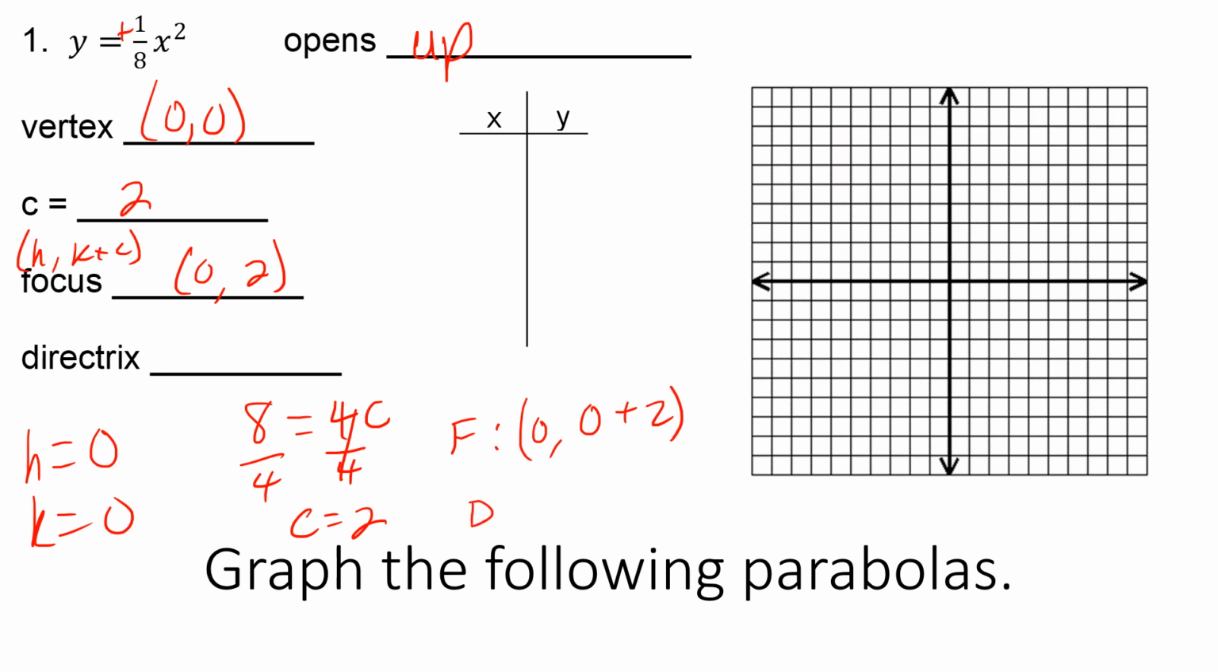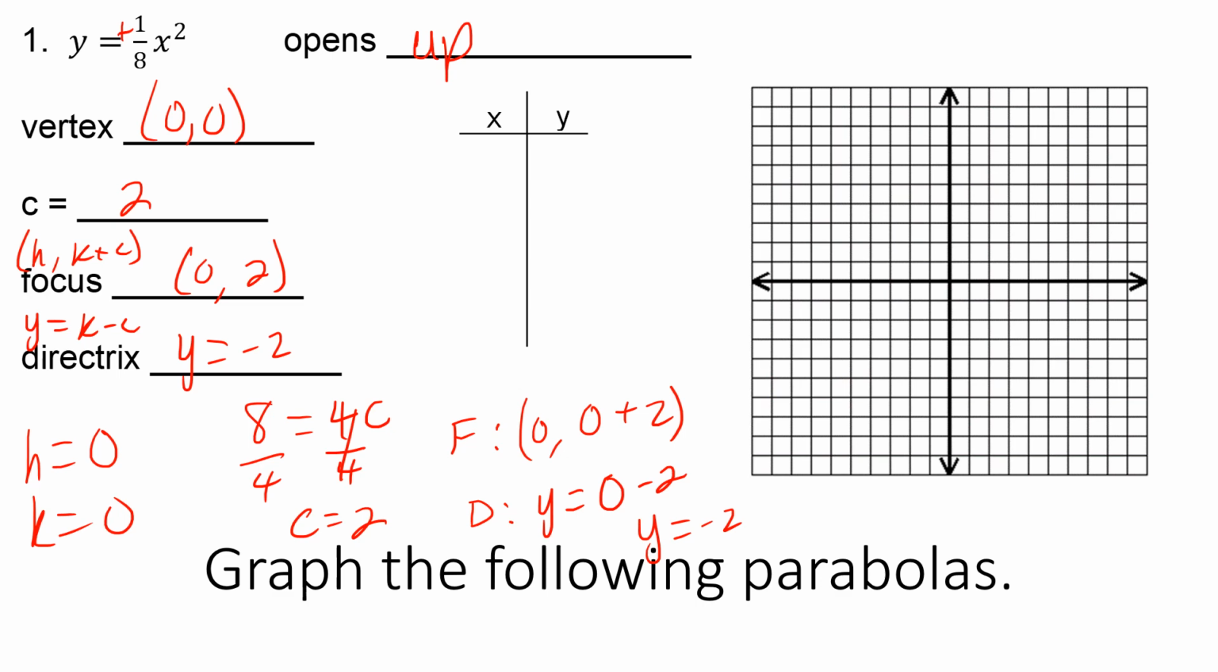All right, our directrix. Our directrix is a line, so it's an equation. So we are going to be at y equals k minus c. Remember, for your directrix, y equals k minus c. So if I'm at k minus c, my k is 0. Let me write that with y equals k, and my k is 0. My c is 2, so therefore y equals negative 2. Okay, so y equals negative 2 is our directrix.